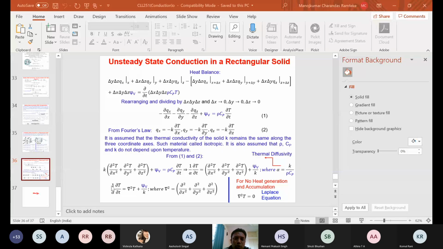But generally, instead of uploading every class, I will try to put it after completion of a sufficient amount. For example, now almost steady state heat conduction is done, so I will upload this steady state heat conduction part completely. Once the unsteady state is done, this entire conduction slide I will put, and replace all other slides. Okay, clear? All right, sir. Any more doubt, any question? Yes, please go ahead.